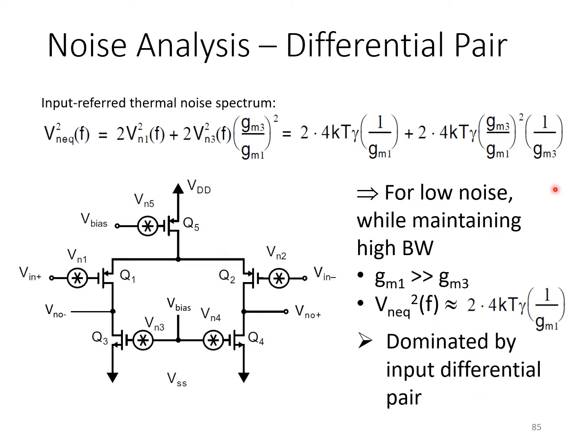So in summary, to ensure low noise from the stage while maintaining high bandwidth and high gain, we would seek to ensure that the input pair transistors have a larger transconductance than the active load devices, and the tail current transistor doesn't contribute much noise at all. If we design that properly, then the input referred noise of this stage is dominated by the input pair transistors, and if we neglect flicker noise, we've simply got the thermal noise term shown here. The factor of 2 arises because there's 2 input pair transistors with uncorrelated noise.